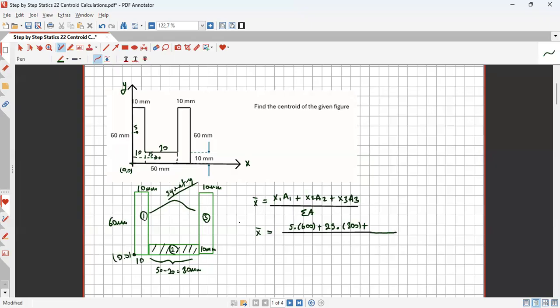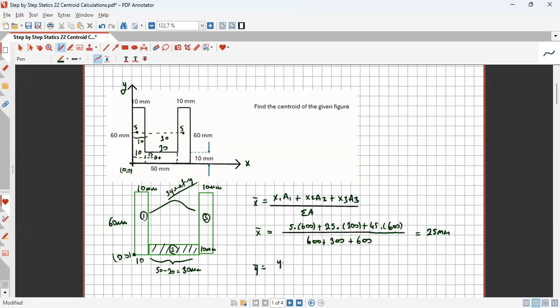And the last shape, it has a centroid x coordinate here. It means 10 is here, 30 is here, moreover 5 is here. It is a total of 45 times the area, which is 600. Okay, total areas 600, 300 and 600. We find the x coordinate is 25 millimeter.